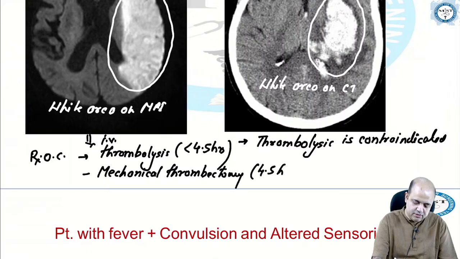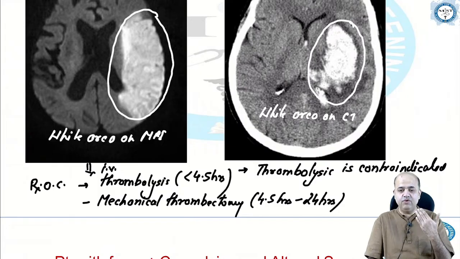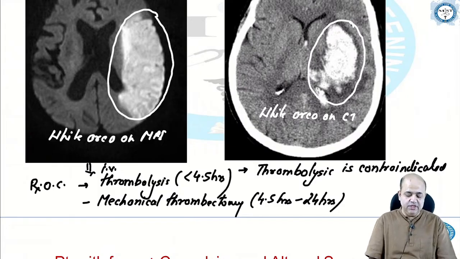4.5 hours to 24 hours, what do we do? We do the mechanical thrombectomy. After 24 hours, the treatment is only supportive. So these two conditions, head trauma and stroke, are very, very important, and we usually get a clinical integrated question from these two topics.